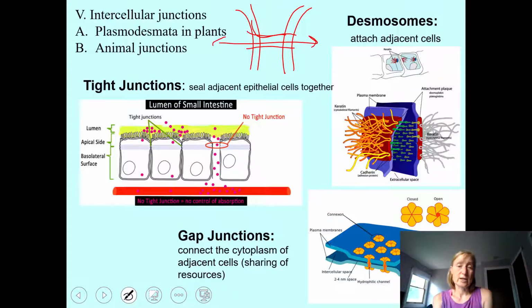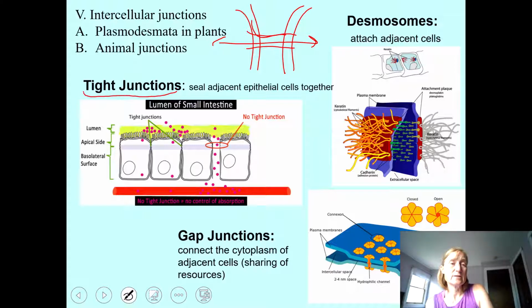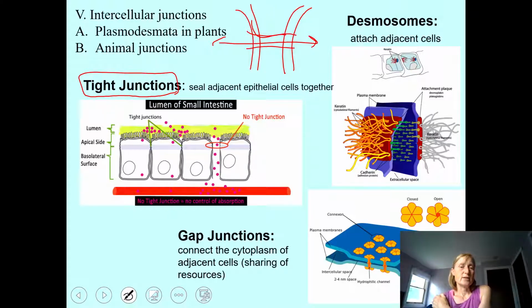Animal junctions look like this. There are three types. Tight junctions are junctions that seal adjacent epithelial or lining cells together, and they are made up of proteins in the plasma membrane of adjacent cells that physically contact each other. And what they do is, there's several functions.